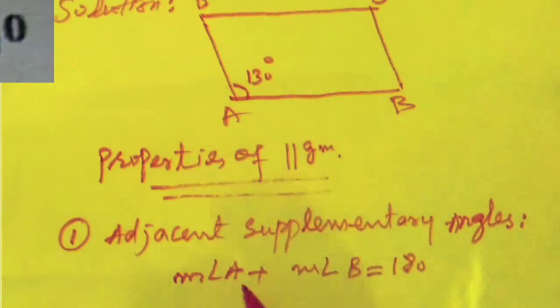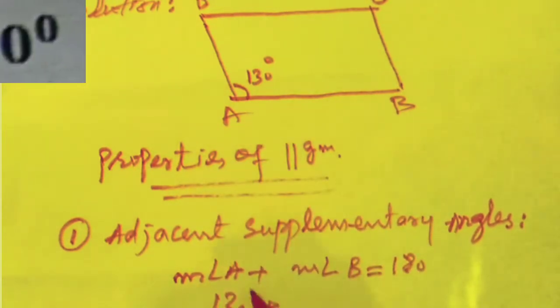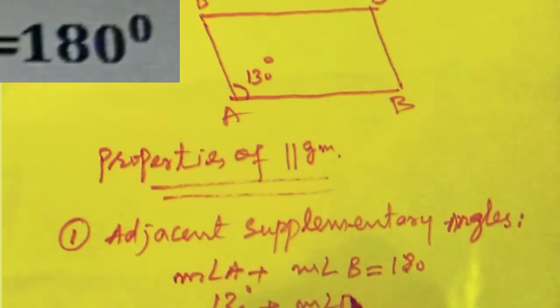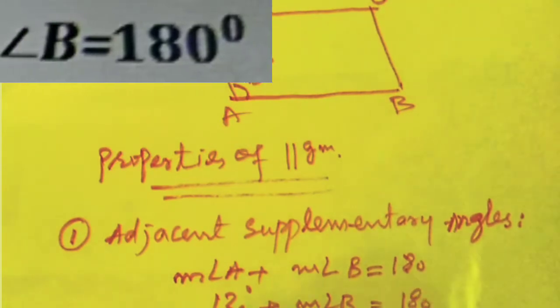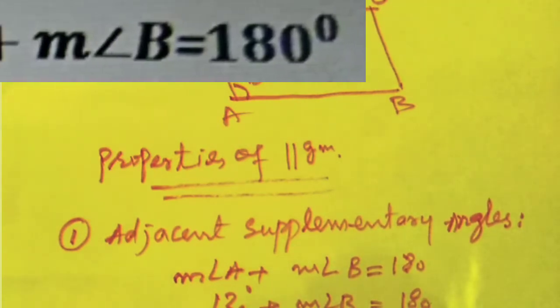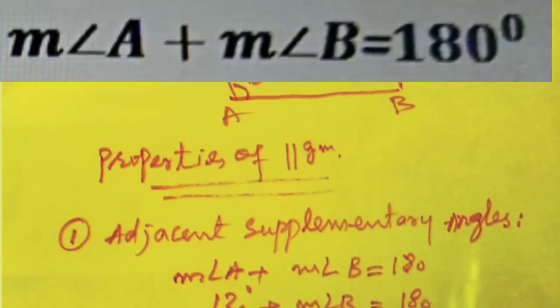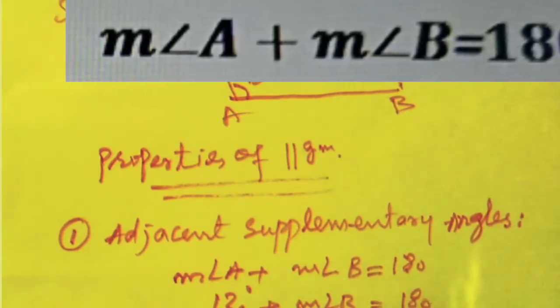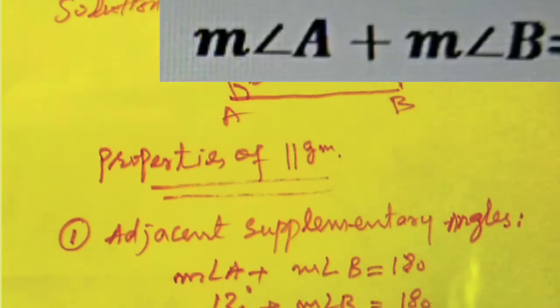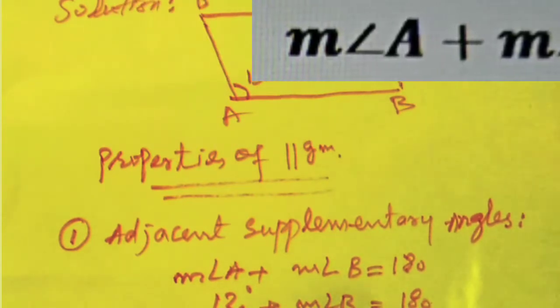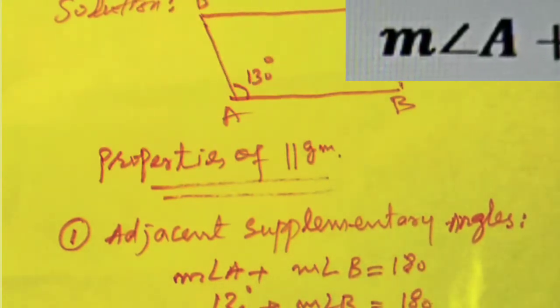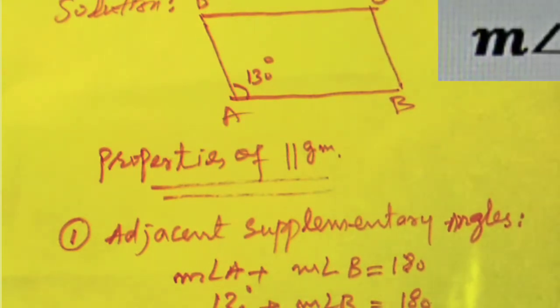Putting the value of A as 130. For finding the value of angle B, we subtract 130 from 180. It will become 50. So the measure of angle B will become 50 degree.